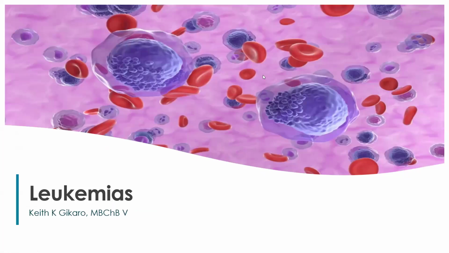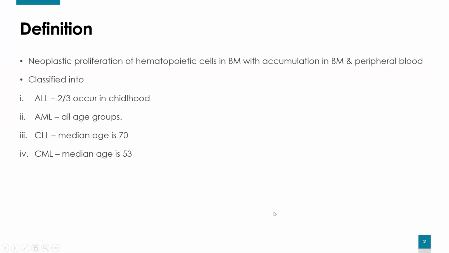So this is a very short slide because it's nothing new. In fact, leukemias are much more direct than lymphomas, so we'll just go straight into it. What are leukemias? These are neoplastic proliferations of hematopoietic cells in the bone marrow, with accumulation in either the bone marrow itself or the peripheral blood.